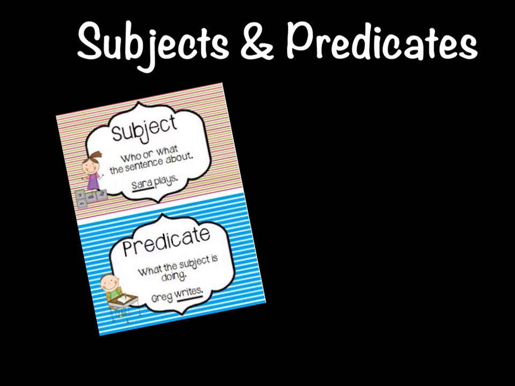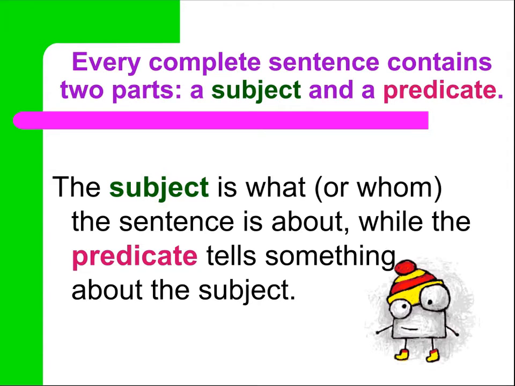This lesson will teach you all about subjects and predicates. You know that to have a complete sentence, you must have a noun and a verb, but really, you need a subject and a predicate. The subject is the noun, the what or the who the sentence is about. The predicate is the verb. It's going to tell something about the subject, usually what the subject is doing.